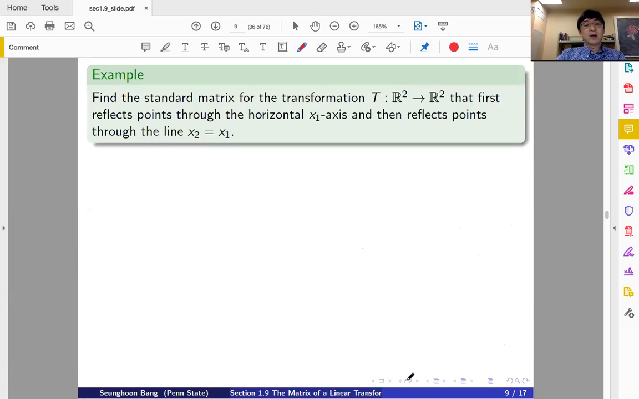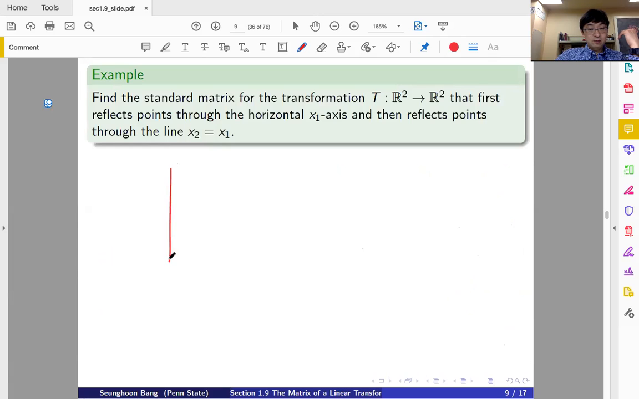Find the standard matrix for the transformation T from R2 to R2 that first reflects points through the horizontal x1 axis, then reflects points through the line x2 equals x1. So how can you find this? The same. You can calculate T(e1) and T(e2), using the same idea.